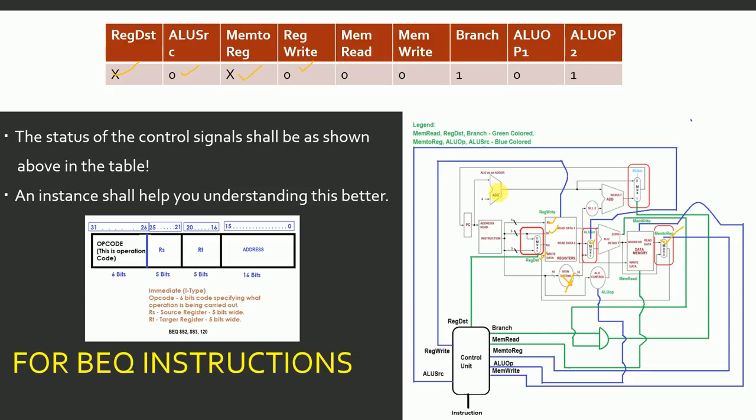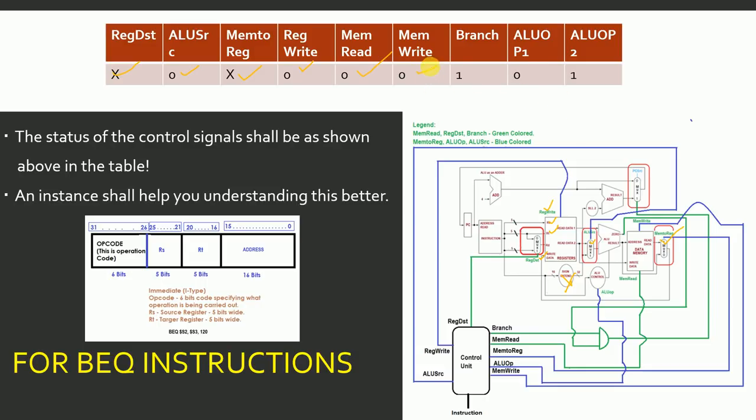Now register write. Are we writing anything into register in this entire operation? No, it is just branching. So register write is 0. Mem read. What is mem read? Are we reading something from memory? No, we are not reading anything from memory. Mem write. Are we writing anything? No. So this also goes 0.